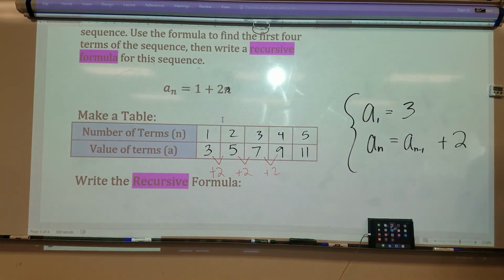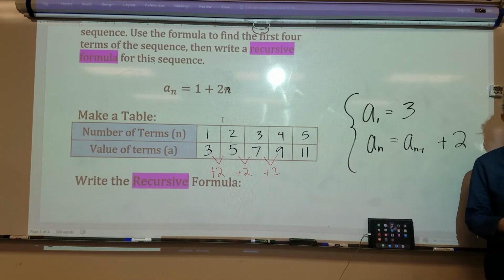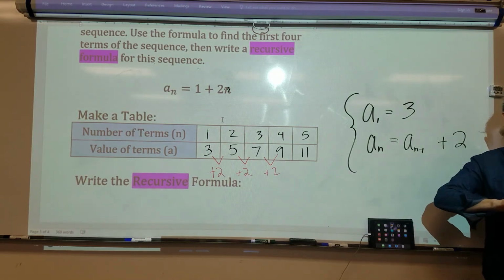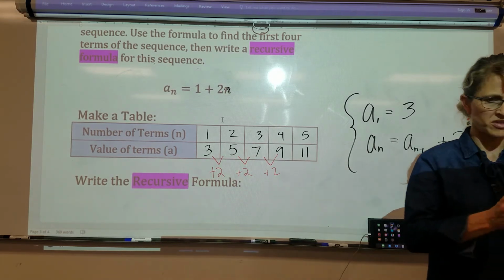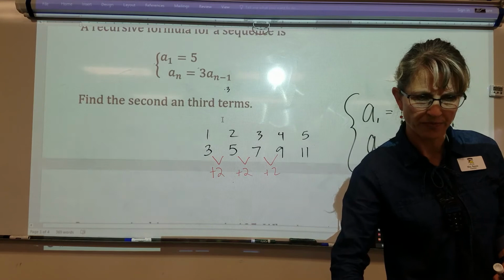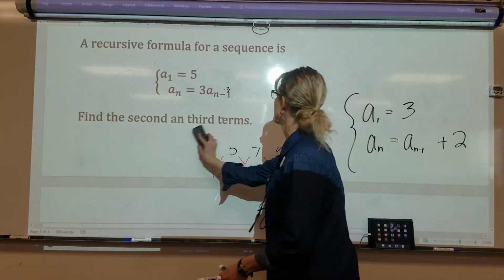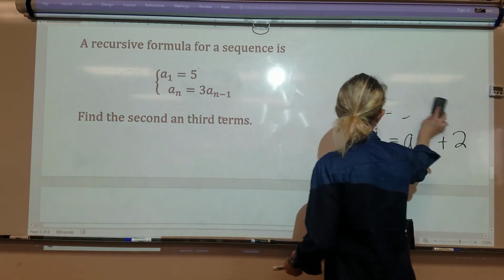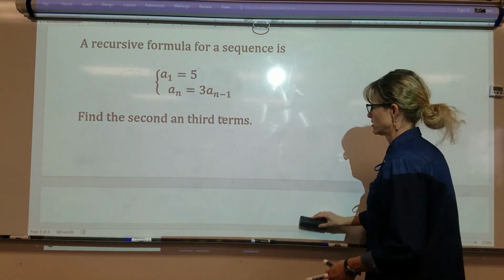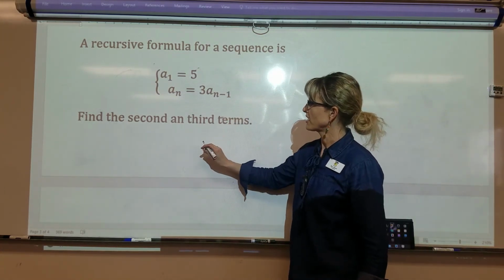Done. Give me a thumbs up if it mostly makes sense. Okay, any thumbs down? A little confused. All right, we have a couple medium thumbs. Let's do one more. All right, suppose they give you the recursive formula and they want you to find out what the values are. So let's make a table.